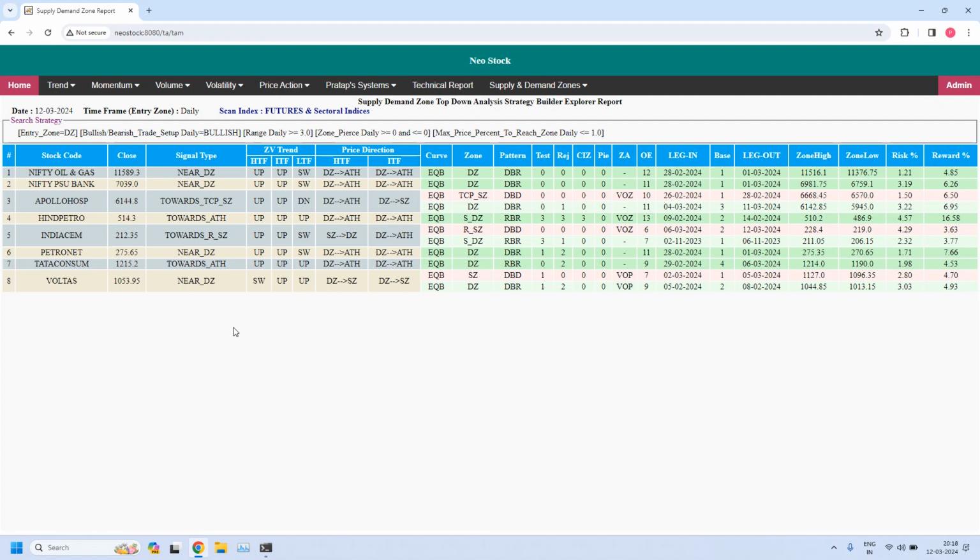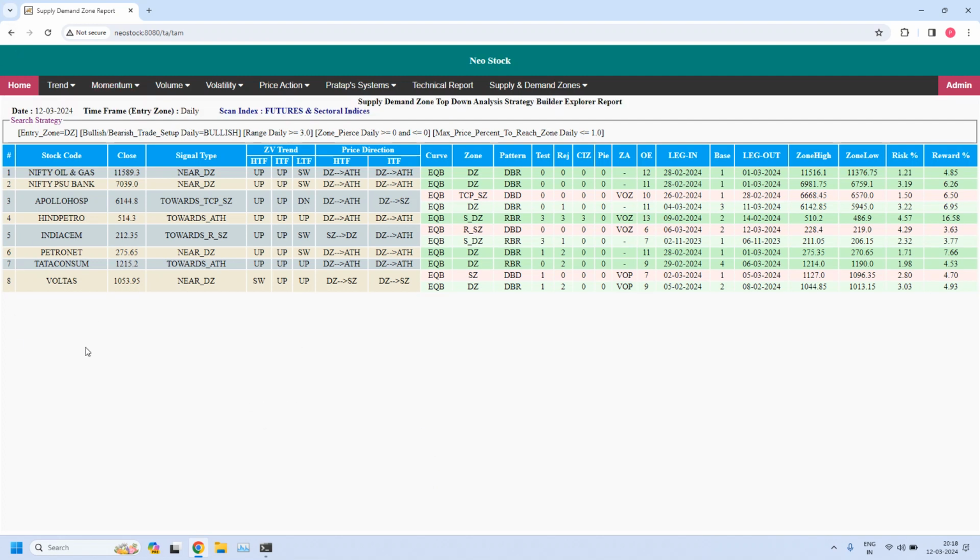Now I'll be giving you only a few seconds to watch this video and then I will move on to the next report. In case you want to study all these parameters, please pause the video. Study all these columns. If required, draw the zones on the chart. After that you can proceed with the video.